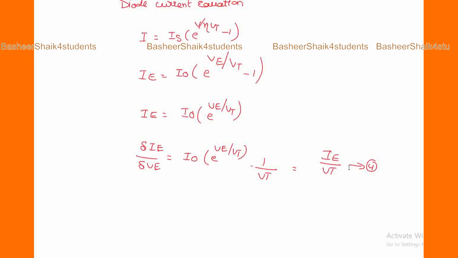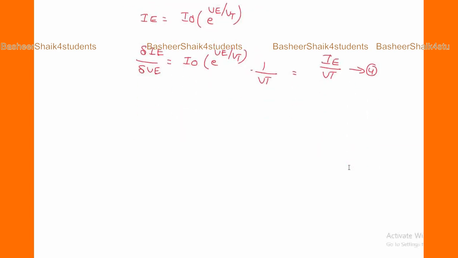Now consider this as equation number 4. Now substitute equation number 4 in equation number 3. Then we get the value of Gm equal to alpha IE by Vt. Let's consider this as equation number 5.